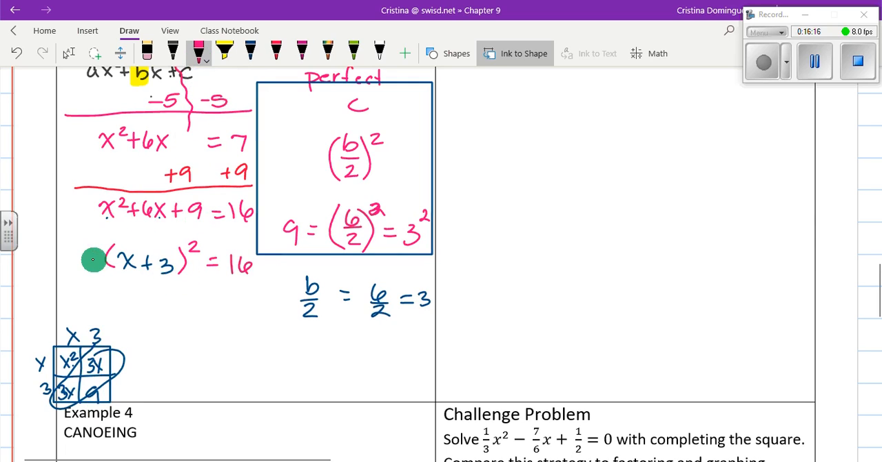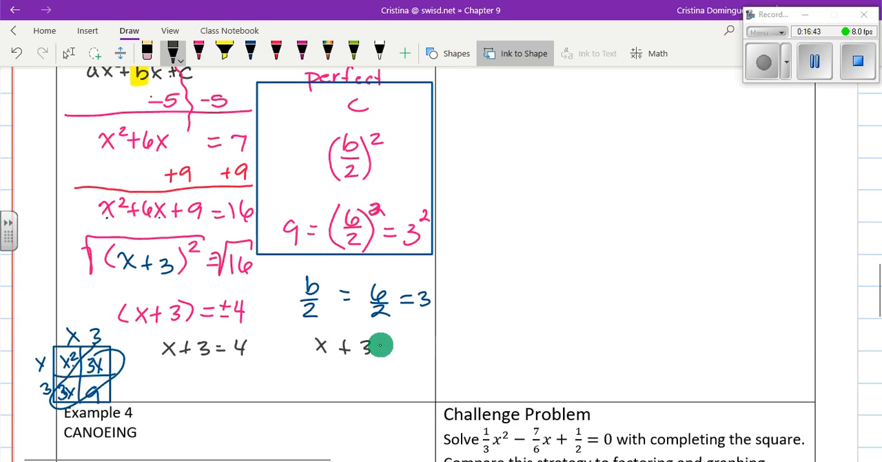Now we want to go ahead and take the square root of both sides because we want to get rid of the exponent of 2. And when we do that, we end up with x plus 3 equals not just 4, but plus or minus 4. We're going to split that up into 2 problems. The first problem will be x plus 3 equals 4, and the second problem will be x plus 3 equals negative 4. Let's subtract 3 from both sides because that's how we move positive 3.